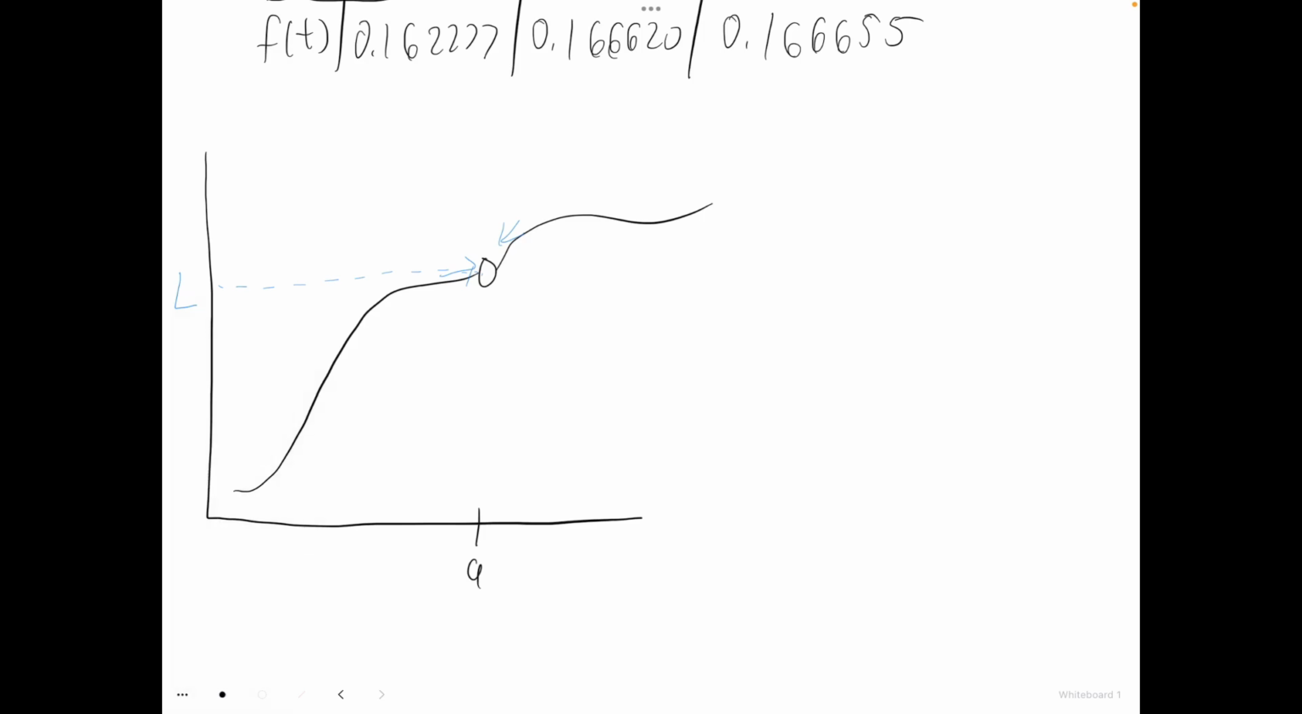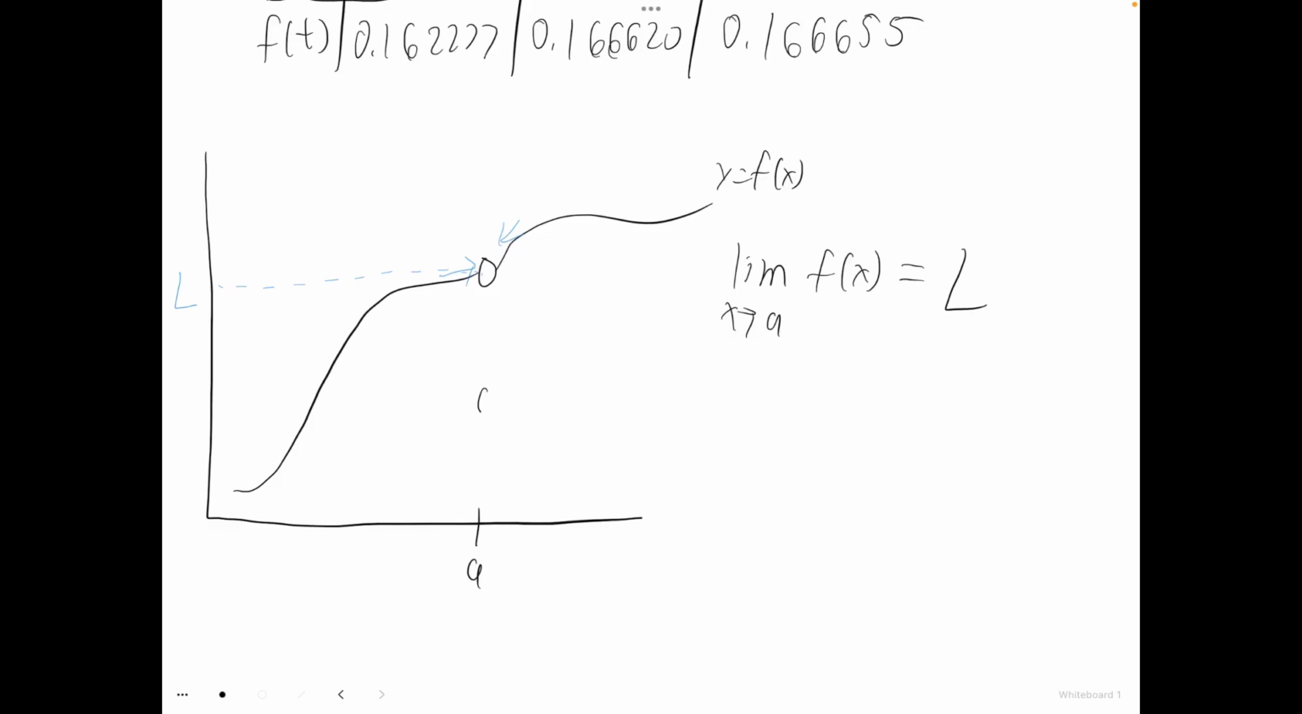But since the function is approaching that point, even though the function is not defined at that point, we'd say the limit as x approaches A of this function, which I will call f of x, is equal to L still as x approaches A. So even though the function isn't defined at that point A, the limit still will go towards L because that's what the points are approaching.